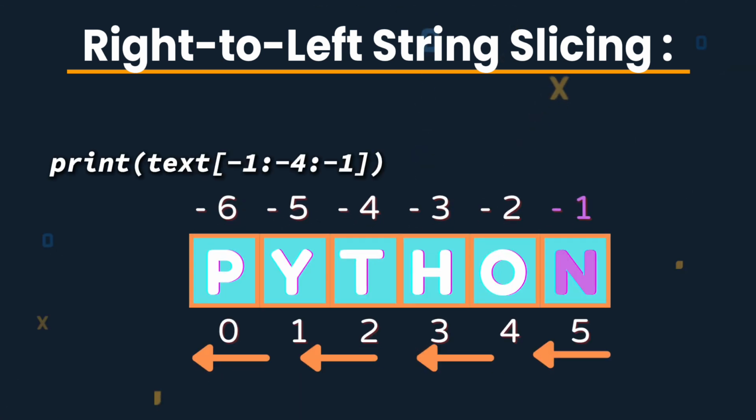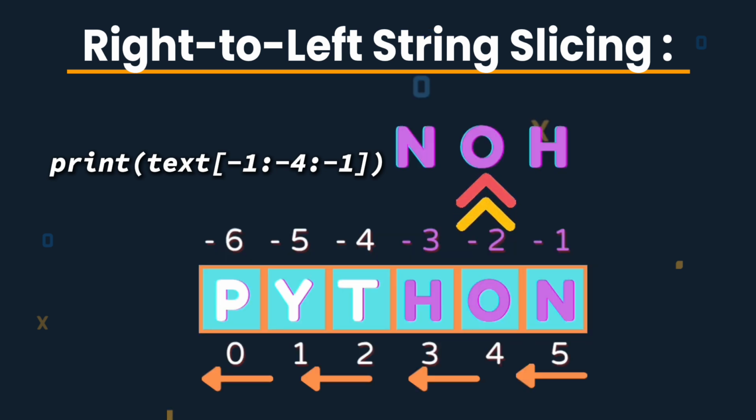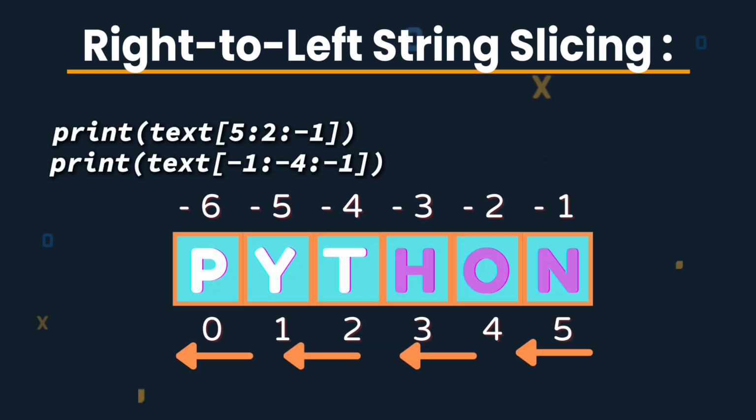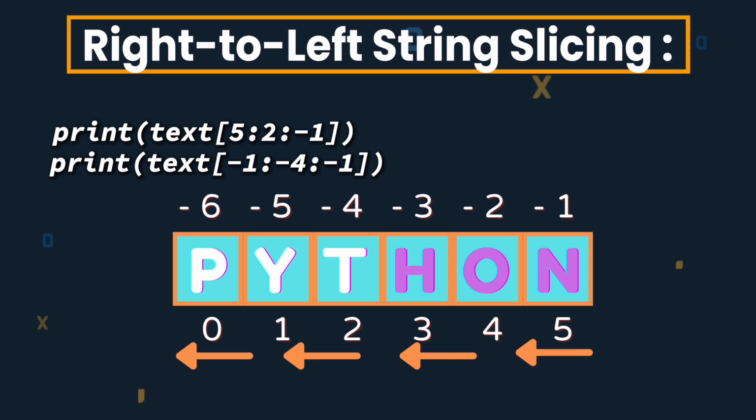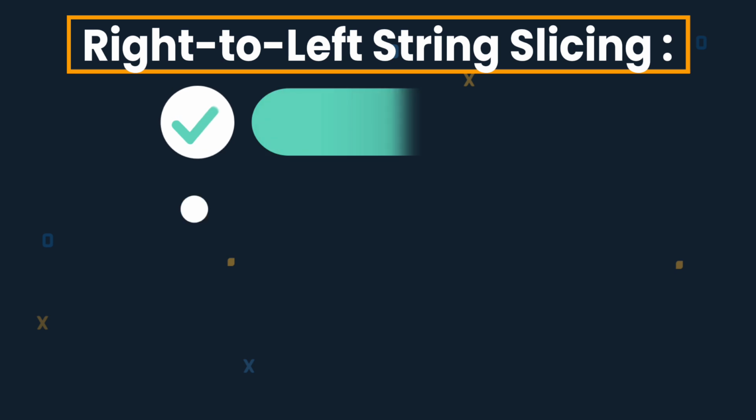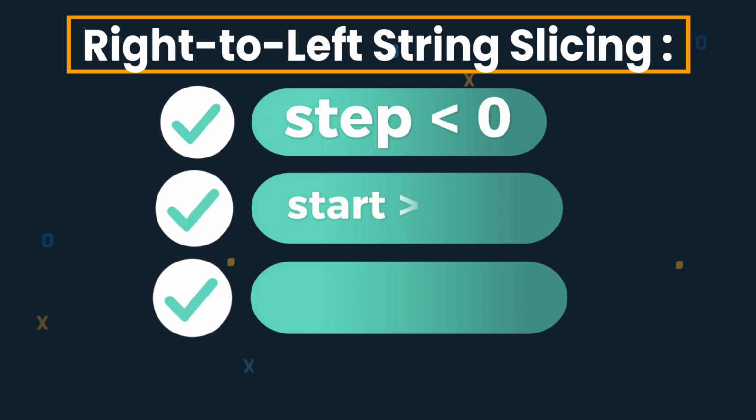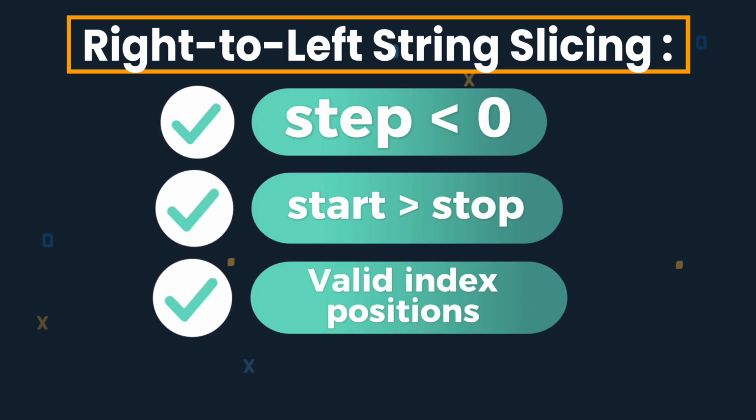Now let's move to the second example. Slicing the text from index -1 to index -4 with a step of -1. We go from N at index -1 to O at index -2, then to H at index -3, and we stop before reaching index -4, so Python prints NOH. The output is the same in both cases because each positive index in the string has a corresponding negative index. The backward slicing operation works correctly whether you use positive or negative indexes.